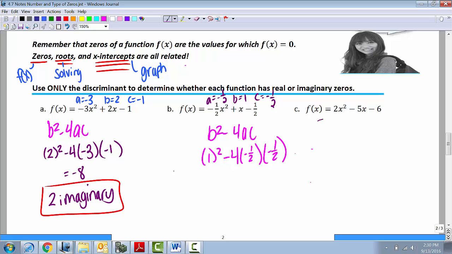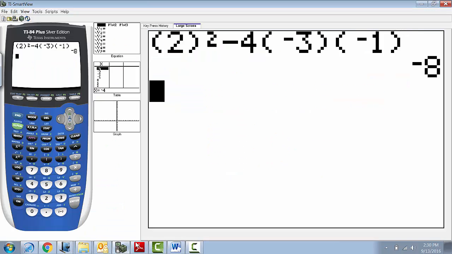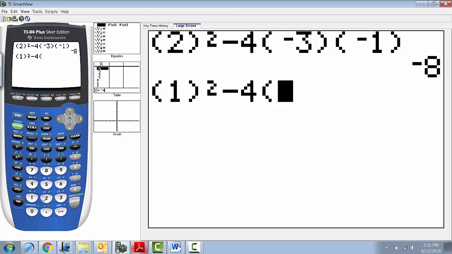Here we go. So if you struggle with using this calculator, start working with me. You'll get better at it. Okay. Parentheses. As you see it, we're just literally reading it left to right. 1. Close parentheses. Squared. We're good there? Minus 4. Parentheses. Here's where a lot of people have questions. It's negative 1 divided by 2.